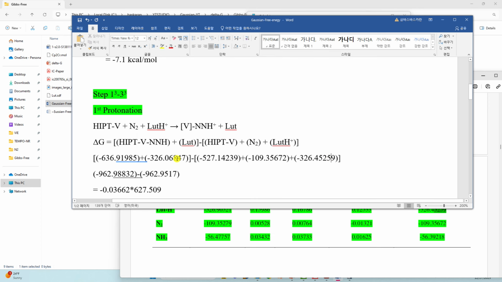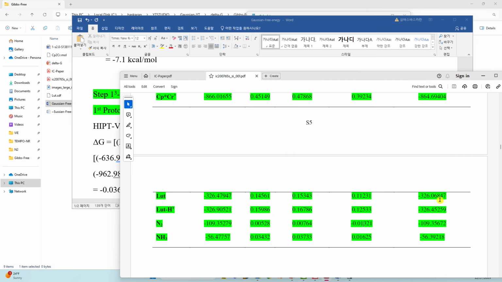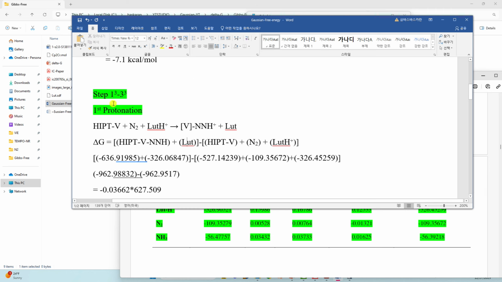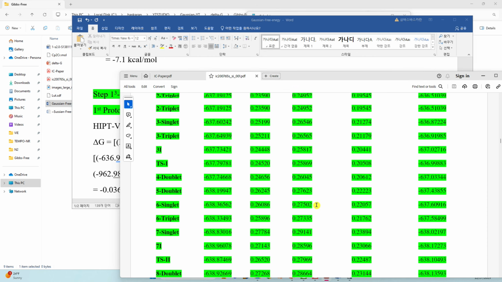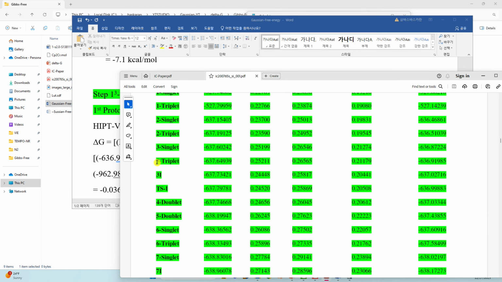Okay, so then you see this one, HIPT VNNH. This is that energy. This is the lutetium energy. This is the lutetium ion. This is the lutetium, 326.06847. So this is that energy. This I mentioned here. So here you have to see this is also the third intermediate. This is also a triplet state. If you go to the third one, you can see this is the third one, triplet.